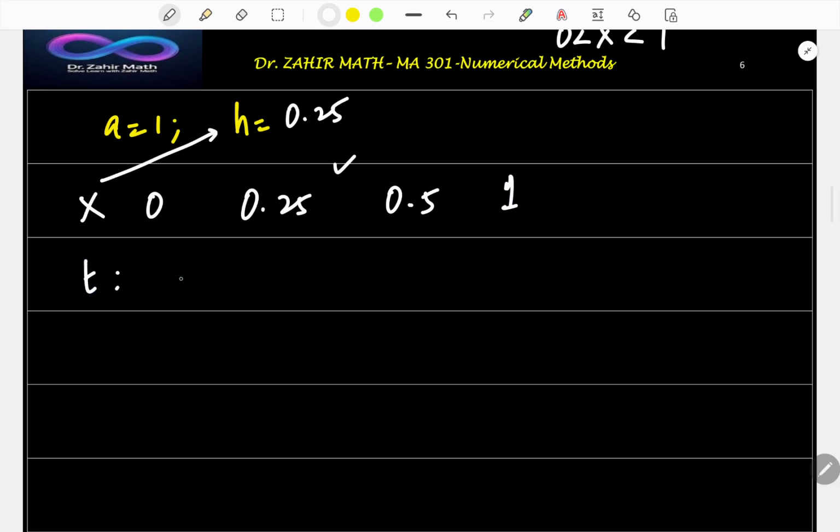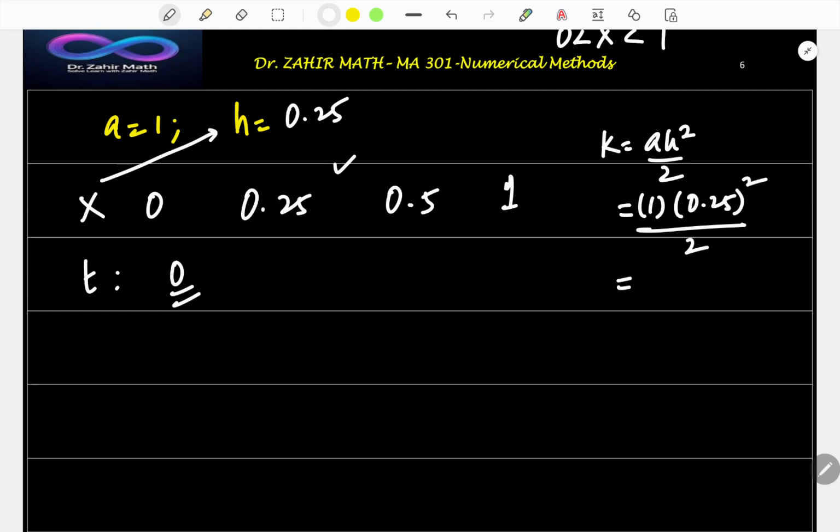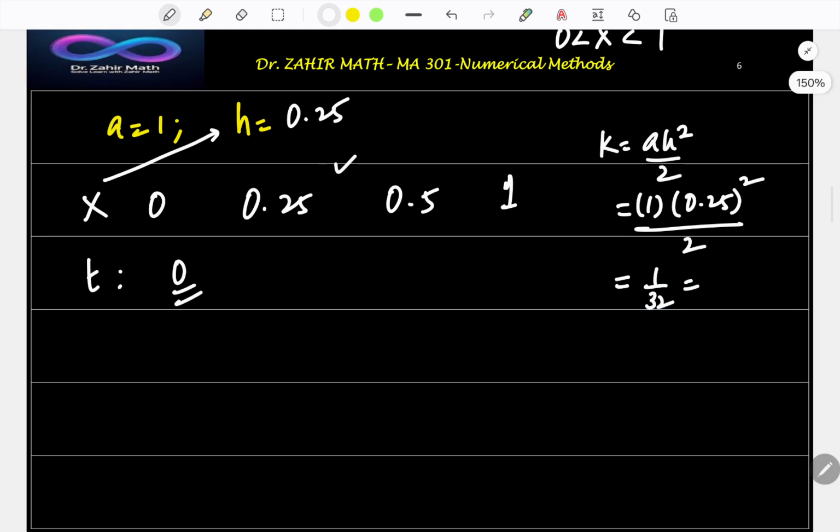But your t value starts from 0, I said. t is not given. How many values should I go, teacher? Look, your k value is a h² divided by 2. I told you the t value depends on k. So what is your a? a is 1 and h is 0.25, the whole squared, divided by 2. Let me work this out. It is (0.25)² divided by 2, which is equal to 1/32.